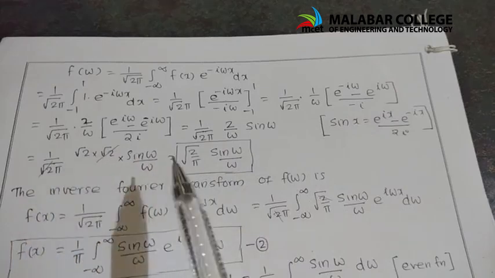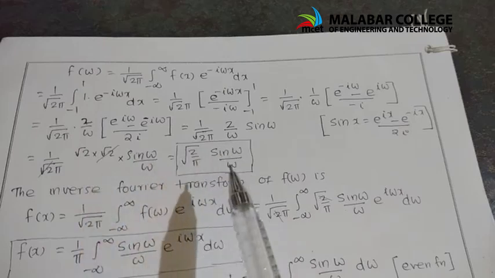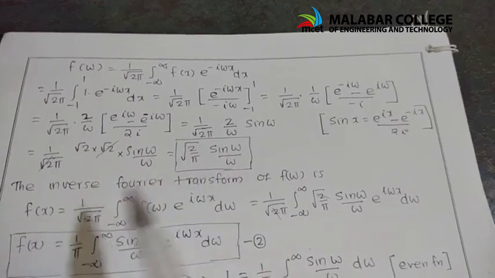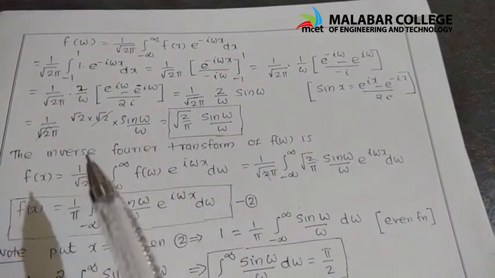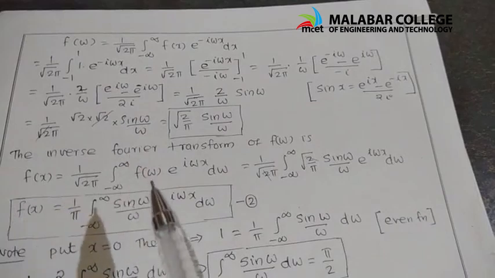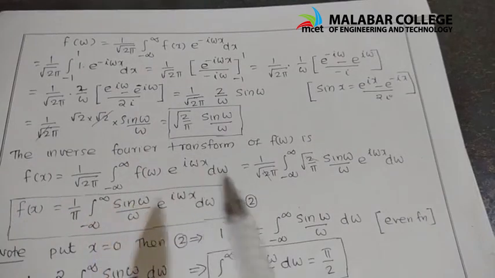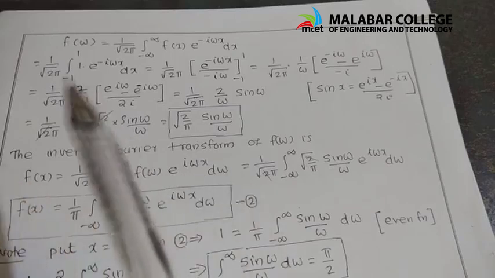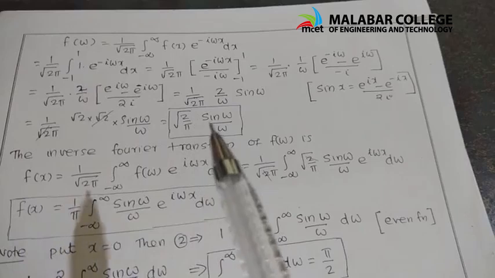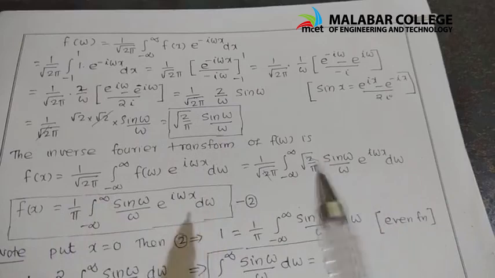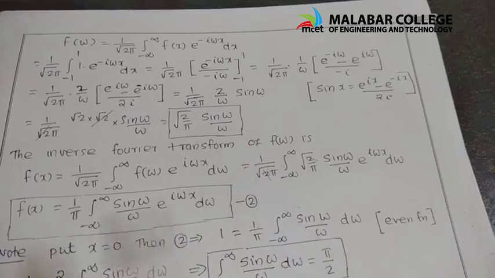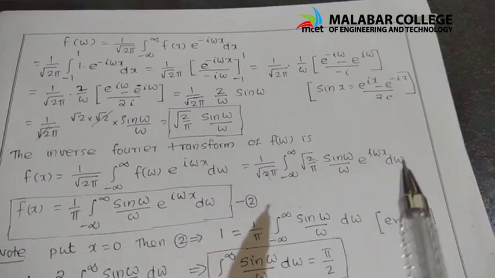Root 2 by pi, sin omega by omega. So the inverse Fourier transform of F of omega is this formula we have to take again: f of x equal to 1 by root 2 pi integral minus infinity to infinity F of omega e raised to i omega x d omega. And here F of omega we obtained, which is root 2 by pi sin omega by omega. So I am substituting this here and cancelling root 2 and root pi into root pi, which is pi. The remaining will come 1 by pi integral minus infinity to infinity sin omega by omega e raised to i omega x d omega.